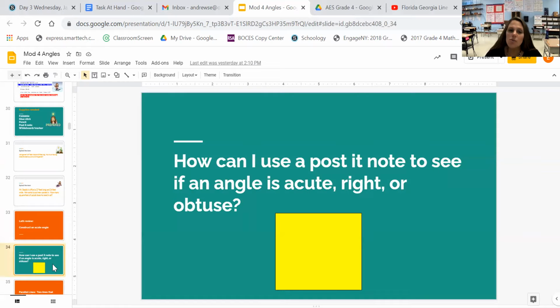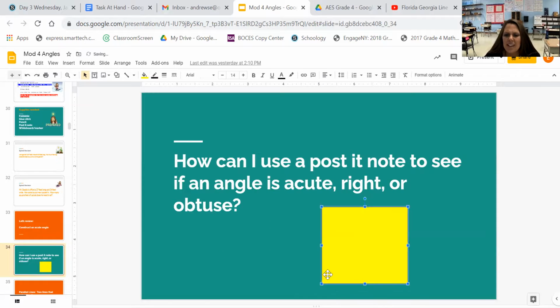All right. My question for you today is, how can I use a post-it note to see if an angle is acute, right, or obtuse? We know when we measure angles, we use a protractor. So how are we using a post-it note to identify that?